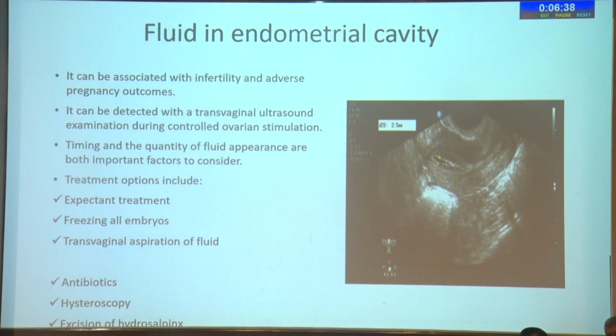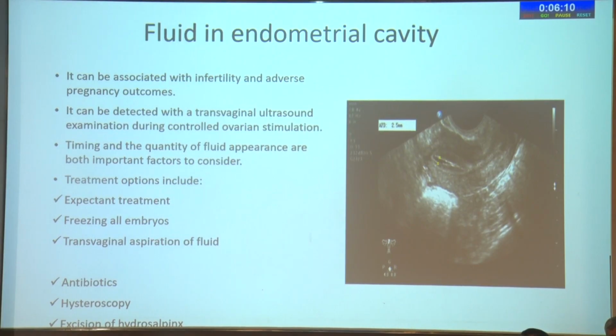And timing and the quantity of fluid appearance are both important factors to be considered. And treatment options are expectant treatment, do not do anything, and maybe that will affect the results, or freeze all the embryos and go for the next cycle, or transvaginal aspiration of the fluid. And this I have particularly done at least for 3 or 4 of my patients during the stimulation and embryo transfer, and we transferred the embryo in the same cycle, and all those patients conceived.